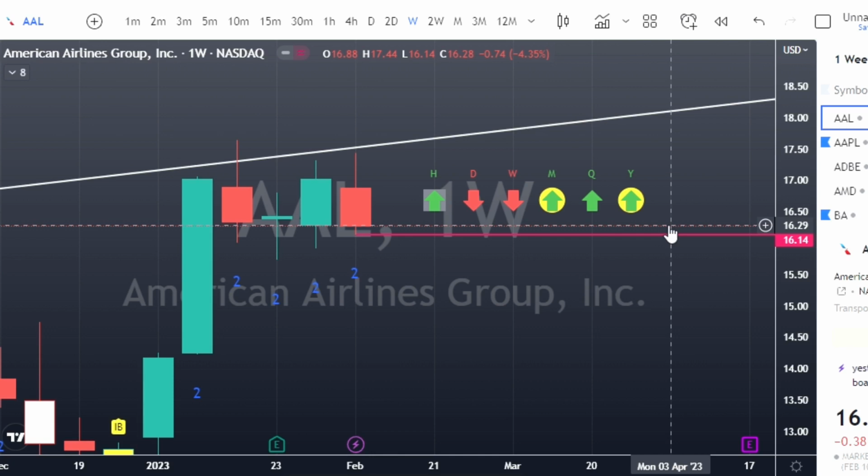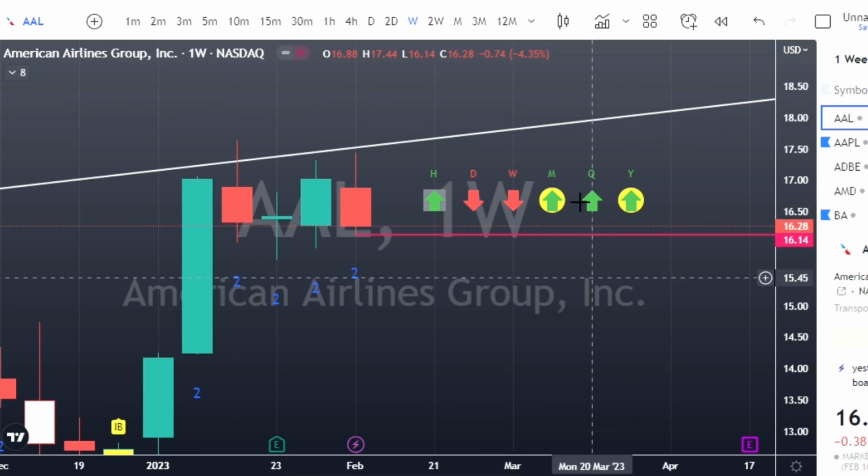Before we get started, let's go through a few things. This screen, if you're new to trading, is something you're going to need.